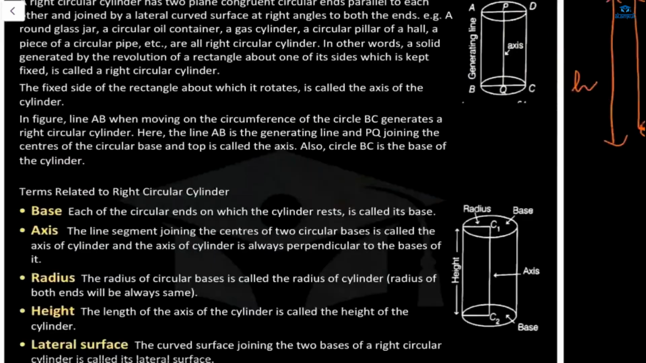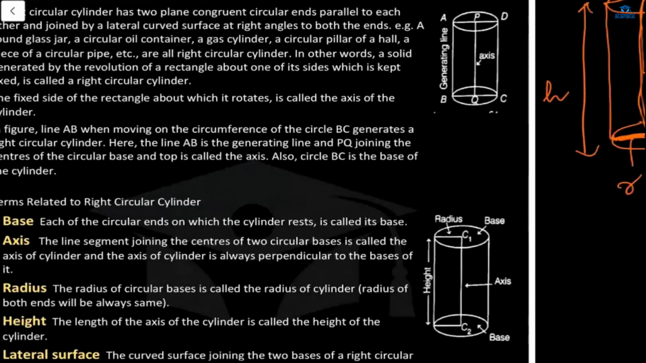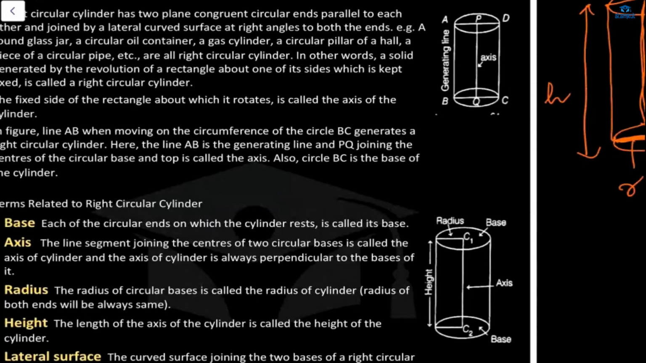Now, the fixed side of the rectangle about which it is rotated is known as the axis, which I already explained. Now, what are the terms that are related? We have already seen the base. The two bases are there, one at the top and one at the bottom. The circular part is between the two bases, and these two bases are parallel to each other.